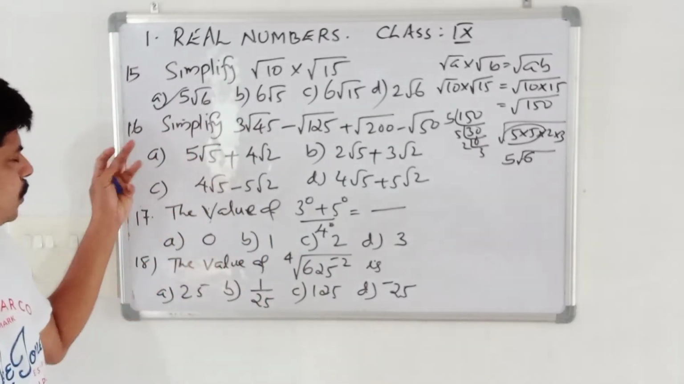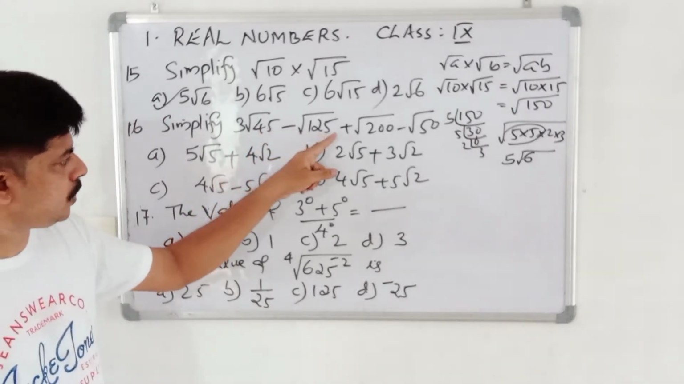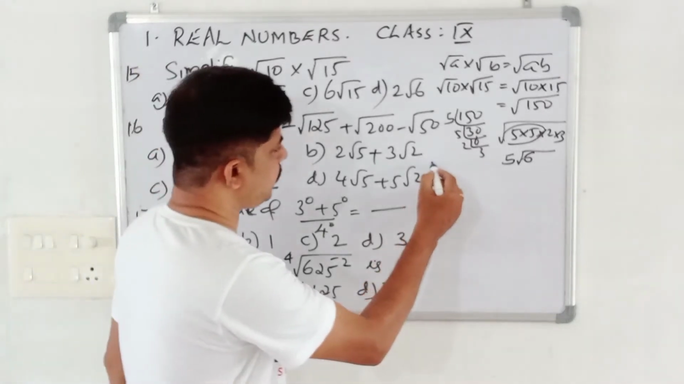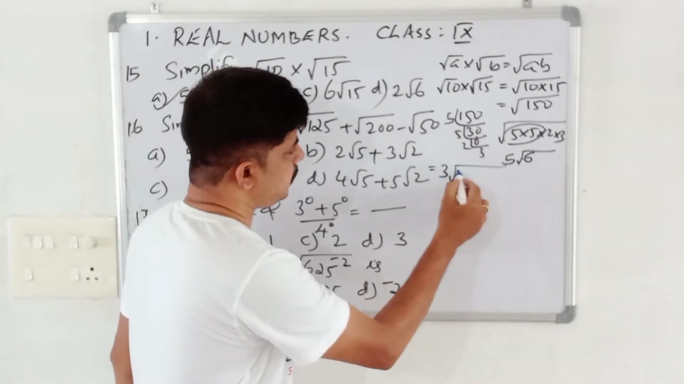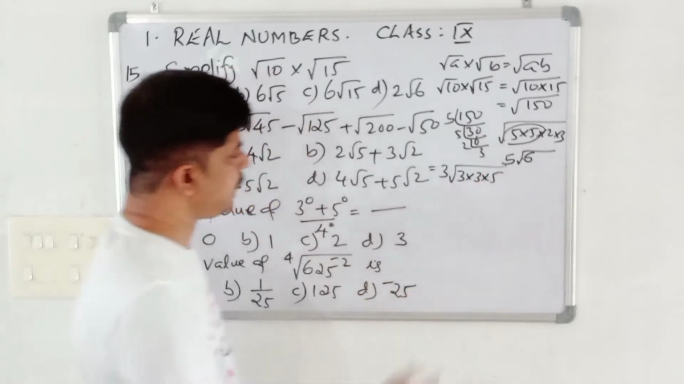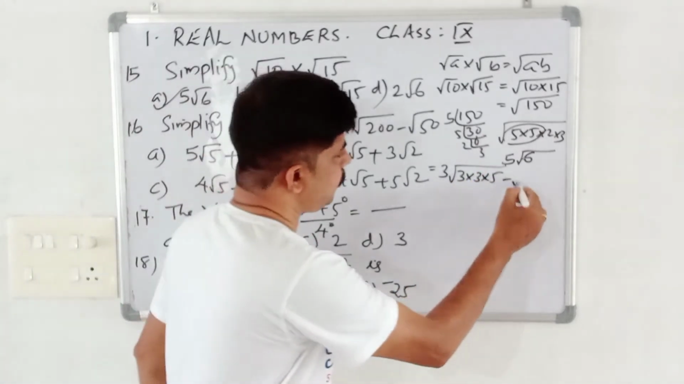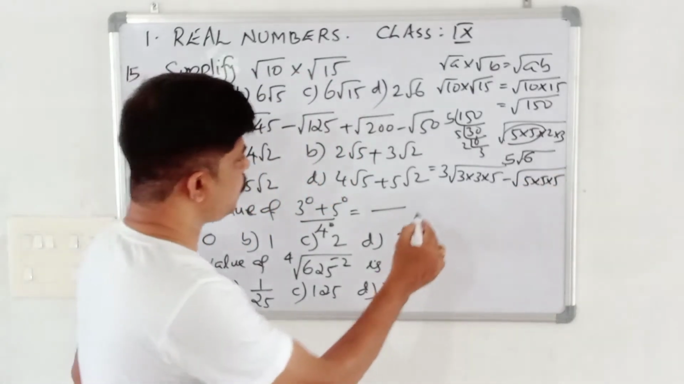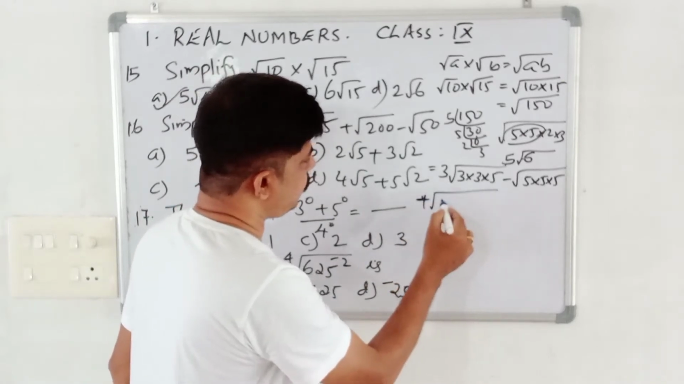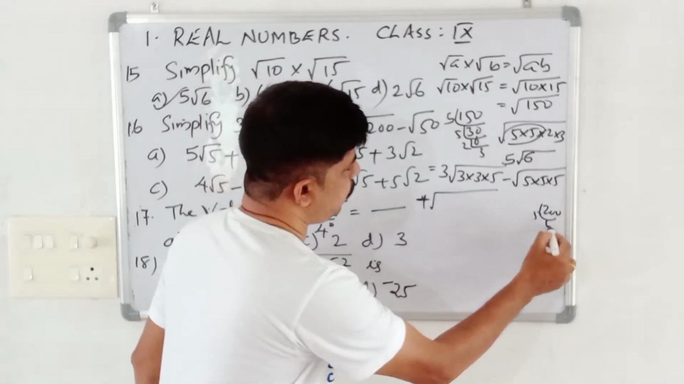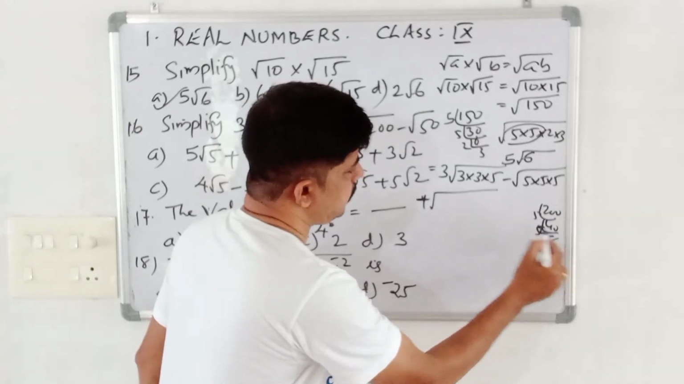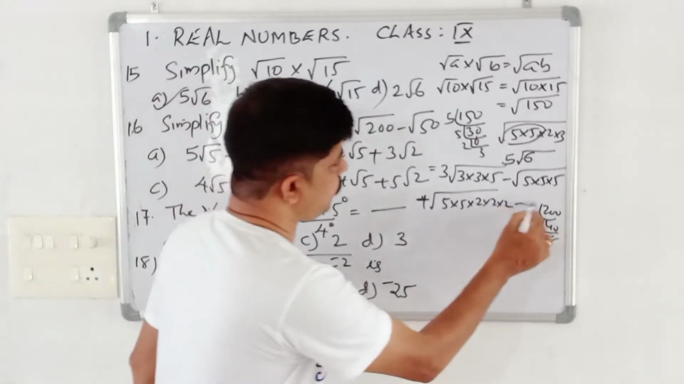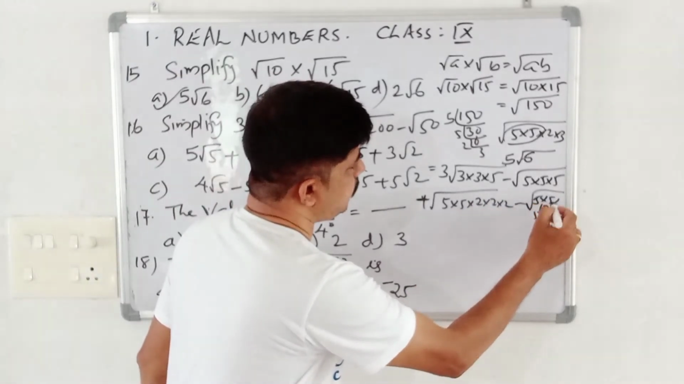Moving to the next question. 3 root 45 minus root 125 plus root 200 minus root 500. This is to be simplified. Okay, 3 root 45 means 3 into 3 into 5, that is 45. Now 125 we can write as 5 into 5 into 5. Now what about 200? 200 can be written as 5 into 5 into 2 into 2 into 2. Finally we have root 50, which is 5 into 5 into 2.